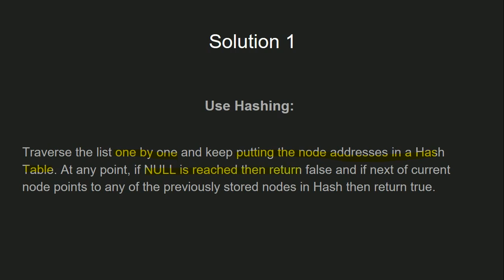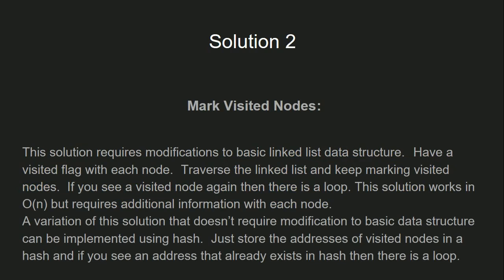As we saw previously, a terminating list has a null at the next of the tail node, so there is no loop. And if the next of any current node points to any of the previously stored nodes in the hash table, then we can say that this list has a loop and we will return true. Let's see the second solution.